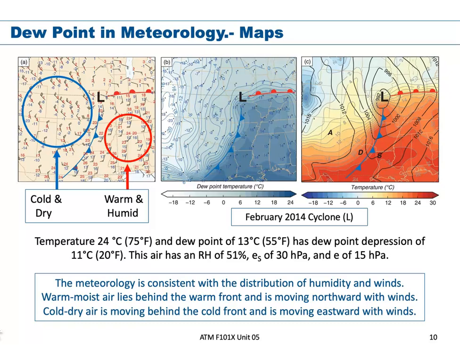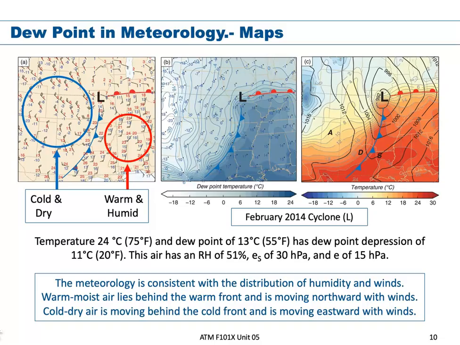To the southeast, we see higher temperatures in the red circle. For example, we see a temperature of 24 degrees Celsius or 75 degrees Fahrenheit and a dew point temperature of 13 degrees Celsius or 55 degrees Fahrenheit. The associated relative humidity is 51% and the water vapor partial pressure is 15 hectopascals. We have crossed a cold front, where colder, drier air is behind the front and warmer, moister air is ahead of the front. The front is moving from west to east.